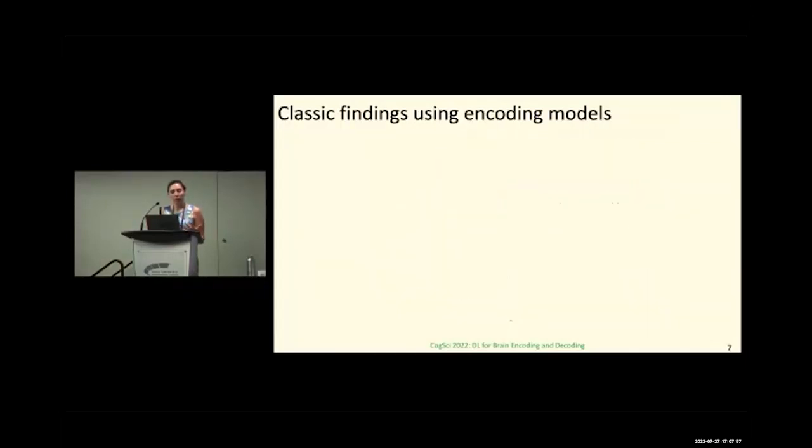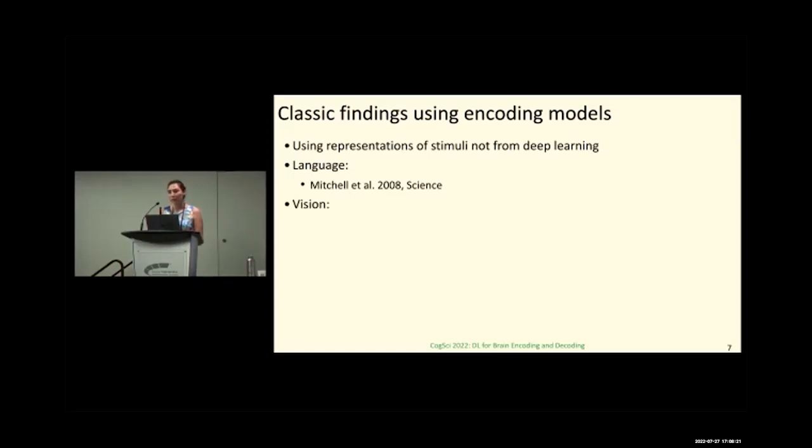So I wanted to share with you a few classic findings using encoding models that make specific hypotheses for what these brain-relevant stimulus properties are. I'm going to split these into three categories. One is language, and they're all sort of older works. This work is from Tom Mitchell and colleagues from 2008. In vision, we have a work from Kendrick Kay and colleagues in 2008 as well. And in audio, we have a work from Roberta Santoro and colleagues, a little bit more recent.